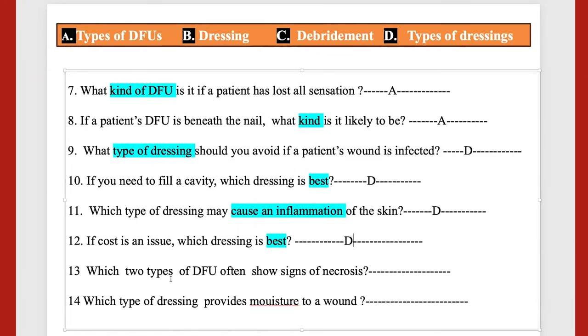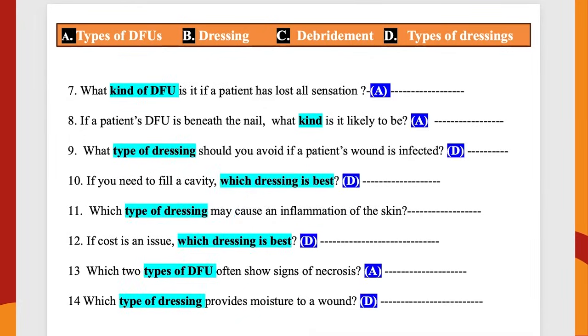And which two types of DFU often show signs of necrosis? Two types of DFU. A. Which type of dressing provides moisture to a wound? Type of dressing. Again, D. See how cool it is. Then you say, oh, it is difficult and challenging. Immediately you can go to that text and I'll tell you how to find out the answer within no time.